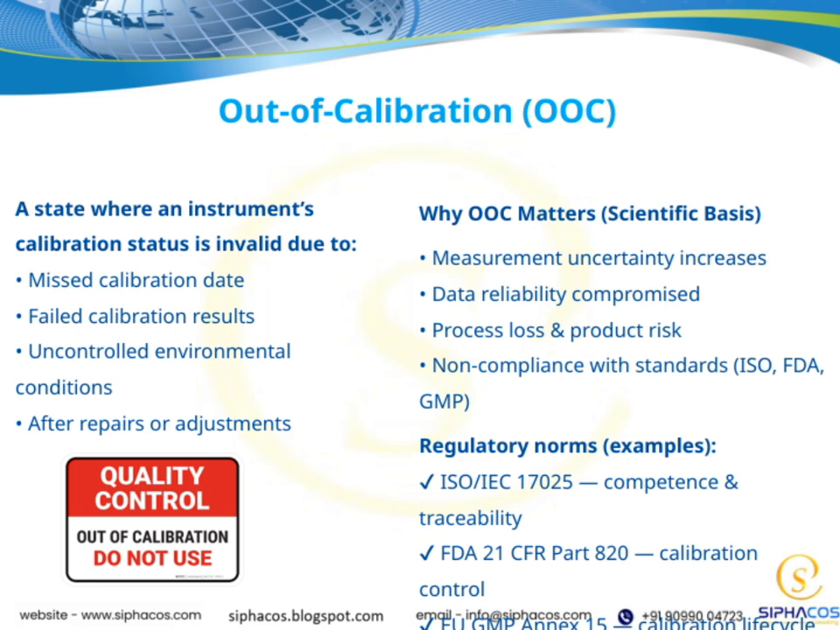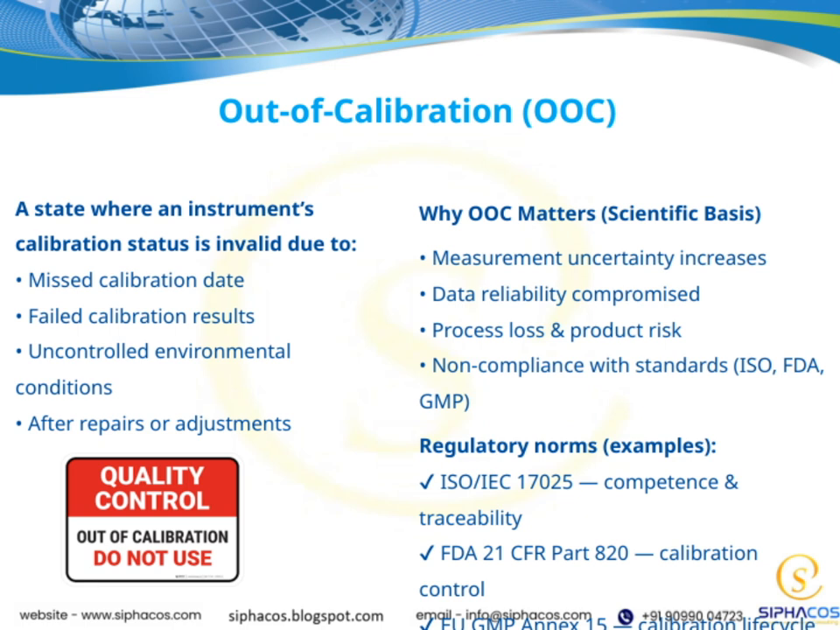Speaking of compliance, there are key standards we need to adhere to, like ISO, FDA, and GMP. For example, ISO IEC 17025 emphasizes competence and traceability, ensuring that calibration processes are rigorous and consistent. The FDA's 21 CFR Part 820 requires strict calibration control to maintain device accuracy, and the EU GMP Annex 15 highlights the importance of managing the calibration lifecycle to ensure ongoing reliability.